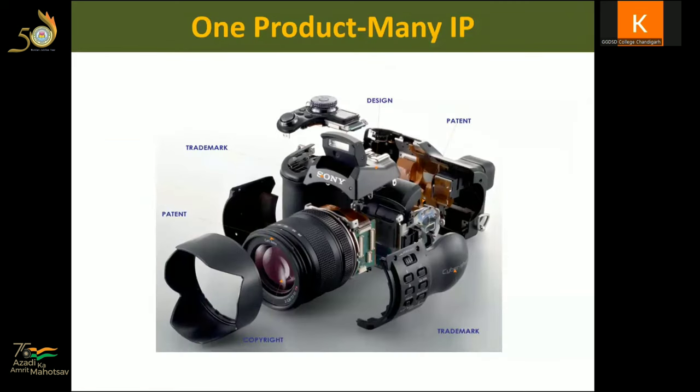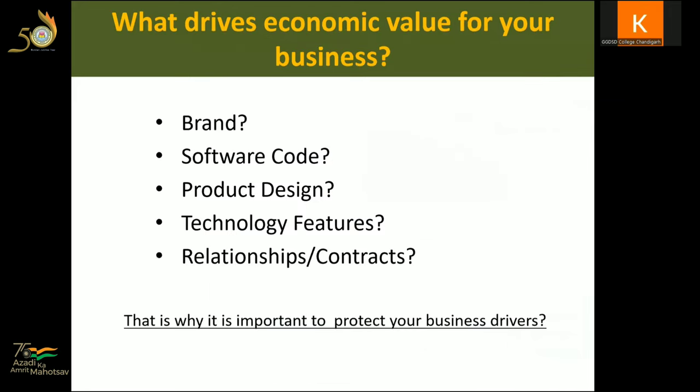Now, look at this product. It's a camera where a design is there, trademark is there, copyright is also there. So all forms of different intangible assets are part of this particular product. Now, in the current marketplace, when you look at the drivers of business, brand, product design, technological features, contracts, all these are becoming the drivers of the business. That is, they are driving the growth of the business.